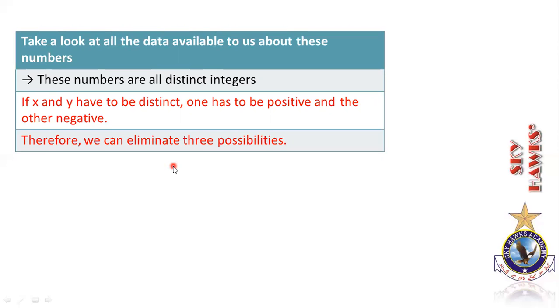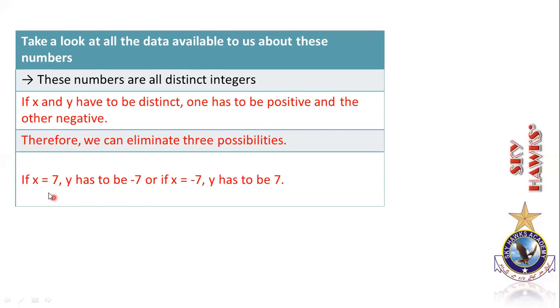That choice was that one was negative and the second was positive. So we are just coming to that. If x is 7, y has to be minus 7. If x is equal to minus 7, y has to be plus 7. Why am I saying this? What is the justification? It's because they both have to be different numbers, or else you can't have two of the same numbers in a set, and also it fulfills the second condition.